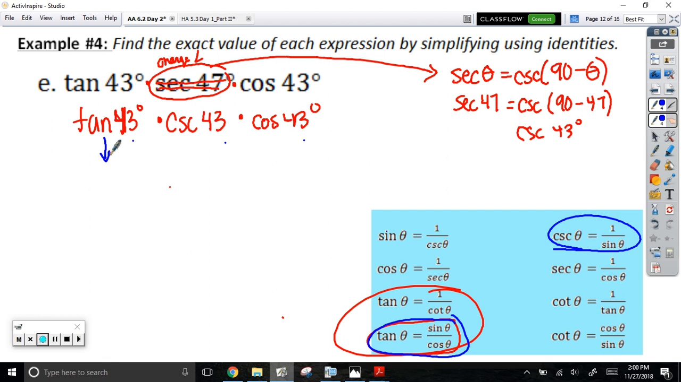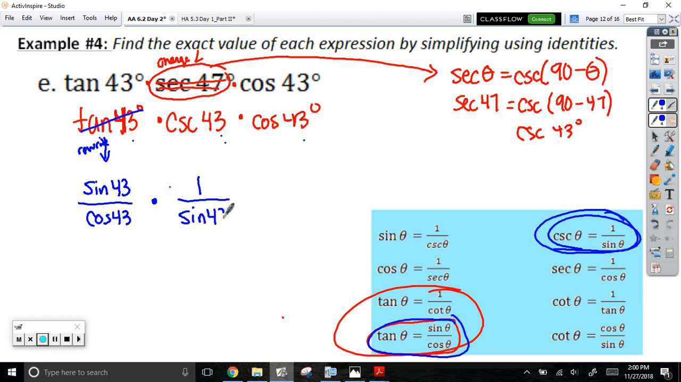So I'm going to rewrite this one as sine 43 over cosine 43. So we rewrote that one. Bring in our cosecant, come over to our formula sheet, is equal to 1 over sine. So I'll make this 1 over sine 43. Okay, now you can see that's going to be useful because we have sines in the numerator and denominator.